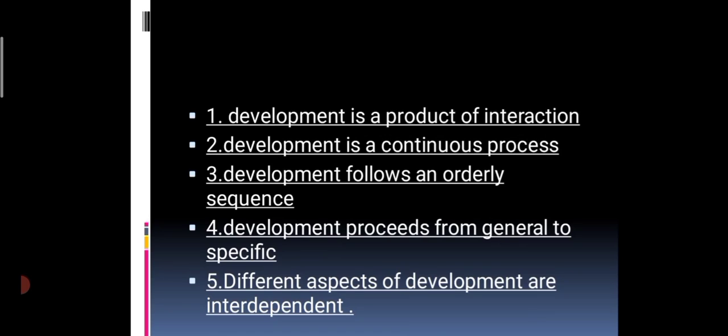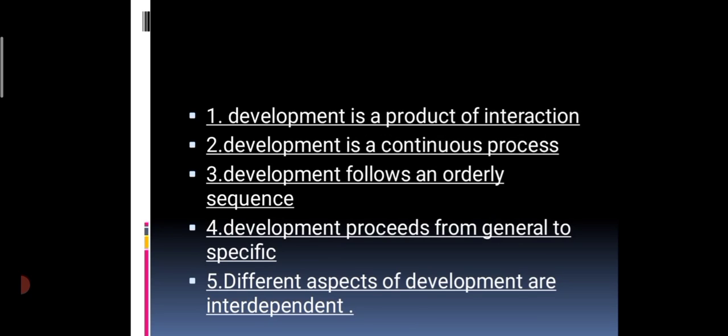Next one, development is an individualized process. Every individual has his own rate of development. If we analyze the behavior of children belonging to the same age group, we can see that there is a vast difference in their social and emotional development. It is because of the individual differences and also because of the influence of the environment in which they live.